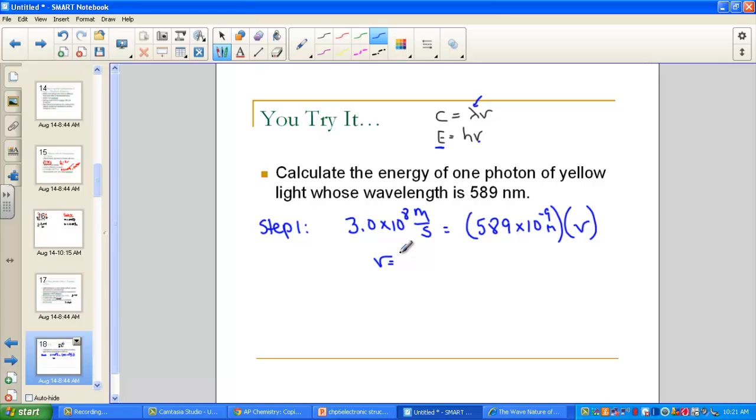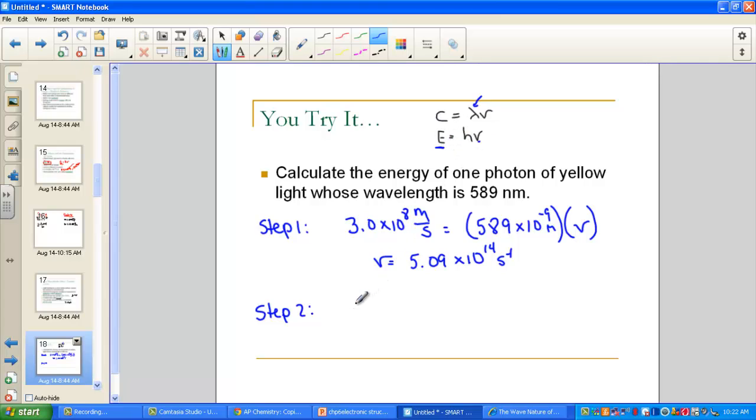Pulling out frequency has us calculating the speed of light, 3e8, and I'm going to divide by 589 e negative 9. And the frequency of our photon is 5.093, let's carry 2 decimals, 5.09 times 10 to the 14th power hertz, or per second.